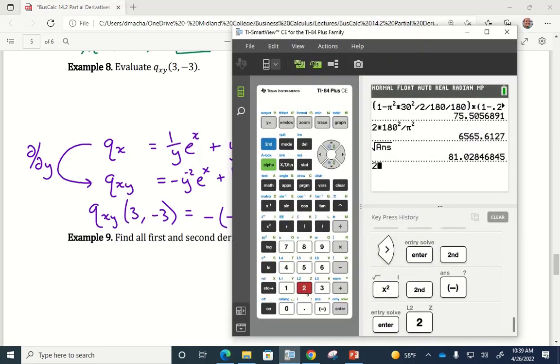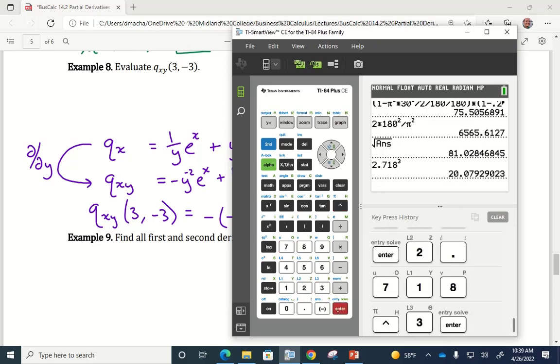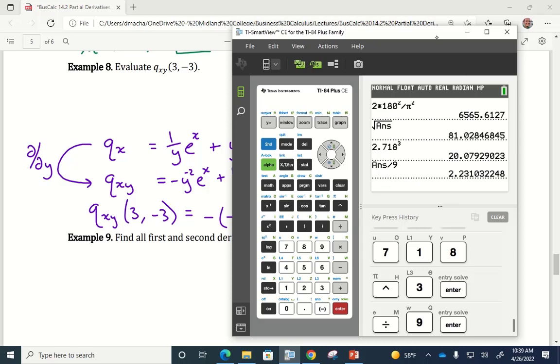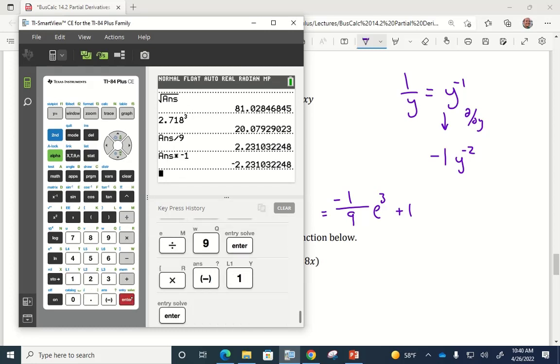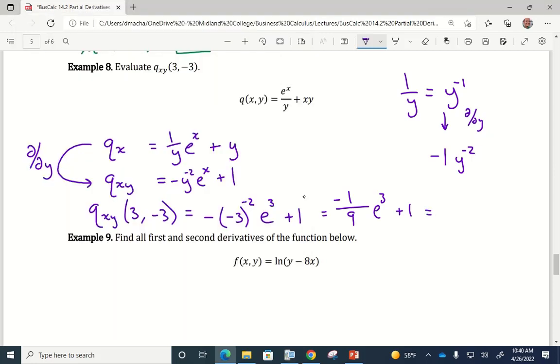But e is like 2.718. And if I cube that, I have like 20.1. I'm going to divide that by 9. And so that's going to be that times negative 1 plus 1. So my calculator tells me this is like negative 1.23.